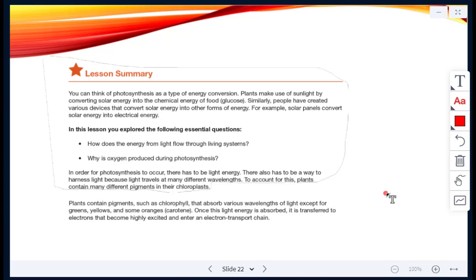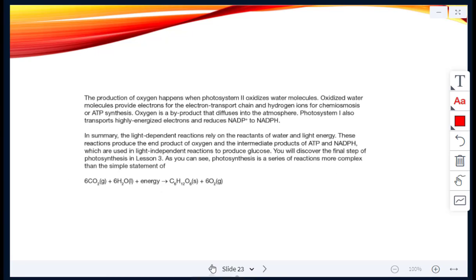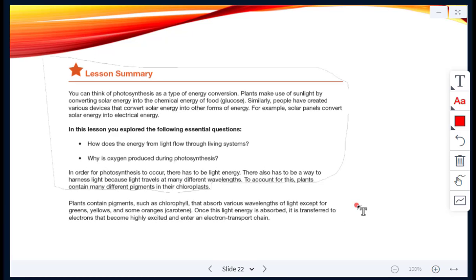All right, so in summary, photosynthesis is a type of energy conversion. Plants make use of sunlight by converting solar energy into the chemical energy of food, which is glucose. There has to be light energy in order for photosynthesis to occur.